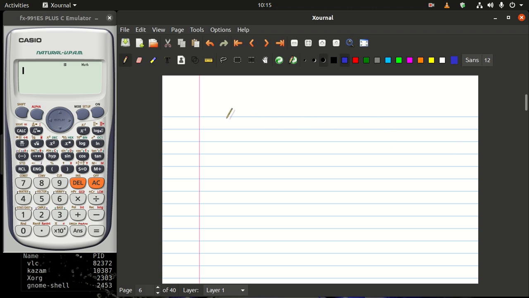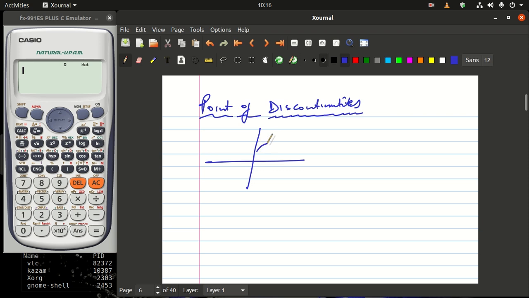Now, points of discontinuities. If we are looking at points of discontinuities, I want us to be able to classify them. Let's say this is my function, and it is going all the way, and here I have a hole, and then the function continues nicely. At that point here, you can see that the function is not defined.